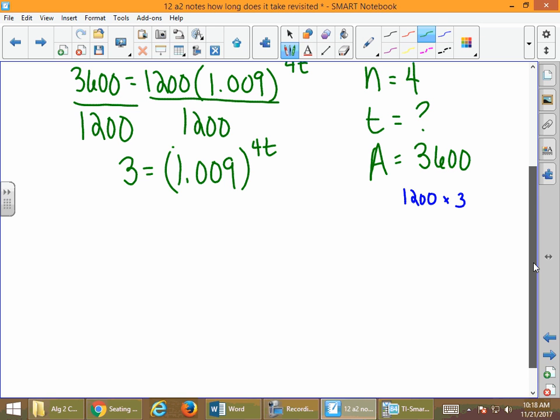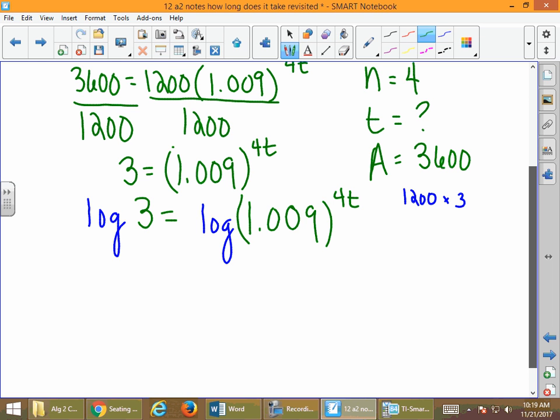This time I'm going to use a common log, which is log. Do you remember what the base of a common log is? 10. But we have 1.009 to the 14th. Our next step, power property of logarithms, says that we can take the exponent, instead of having it as an exponent, we can write it as a coefficient.